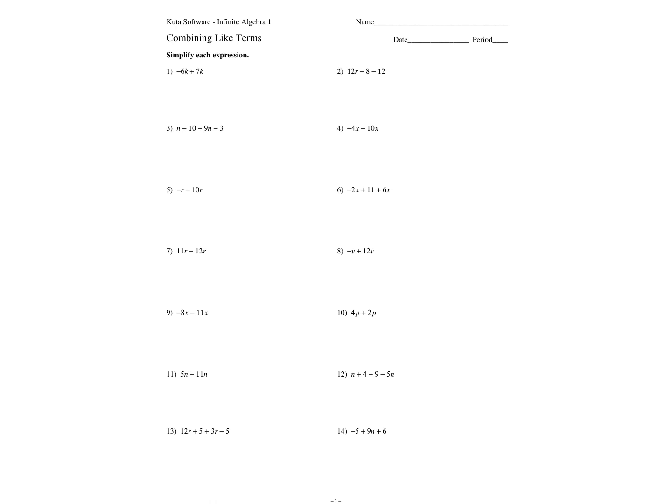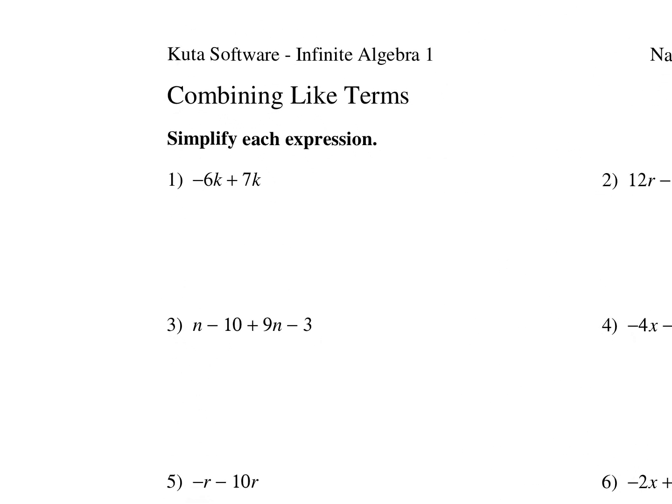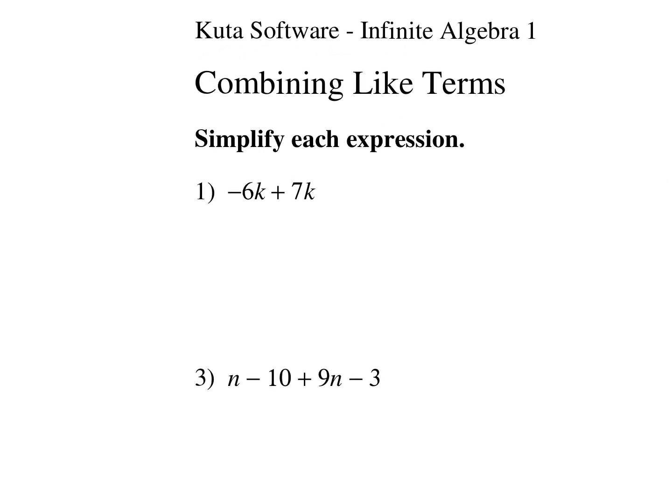Okay, this is the video for combining like terms. So in algebra, we consider something a like term when it has the exact same variable between the two terms, okay? Now, one thing that we need to make sure is that terms are separated by either a plus sign or a minus sign, okay?